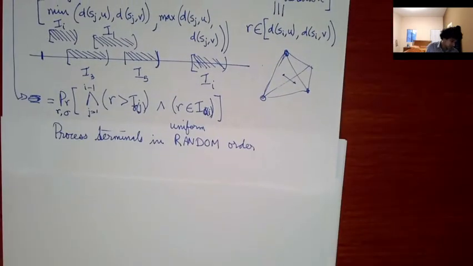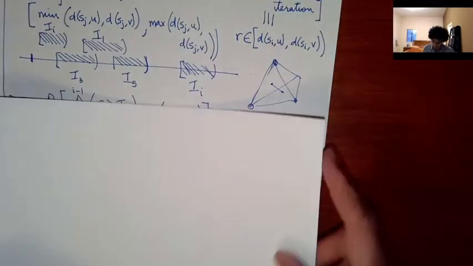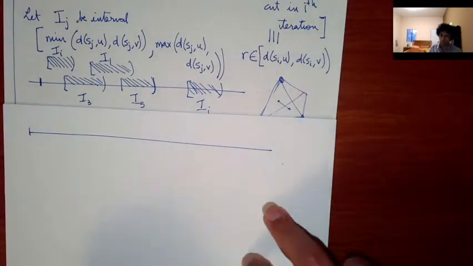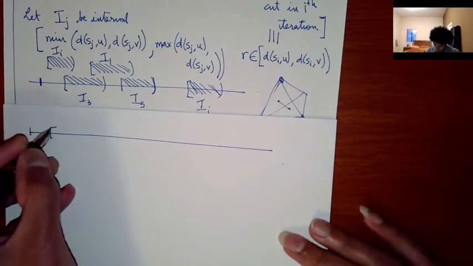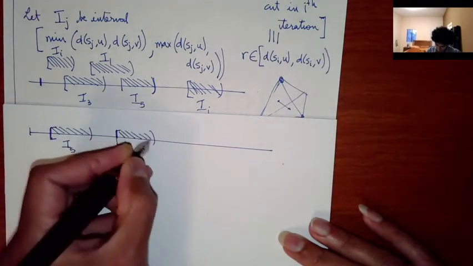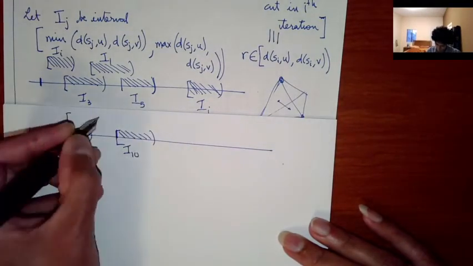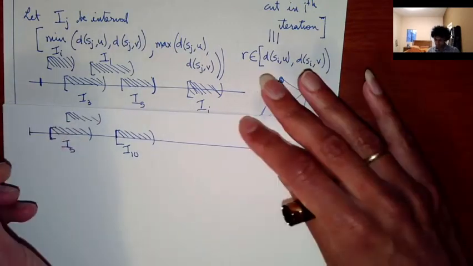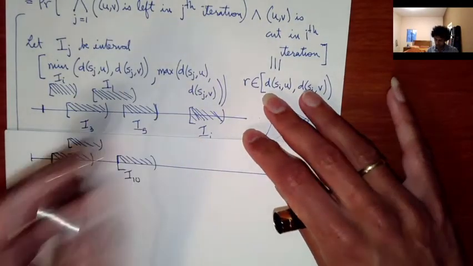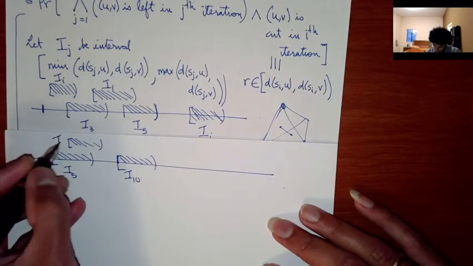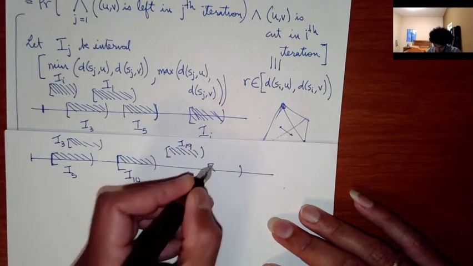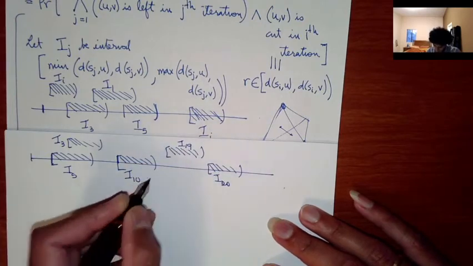But another way of looking at this is to say, we have all these intervals here, right? I5, I10, I3, I19. Remember, all these intervals are defined with respect to UV. This is just the min of d(S_j, U), and so on.